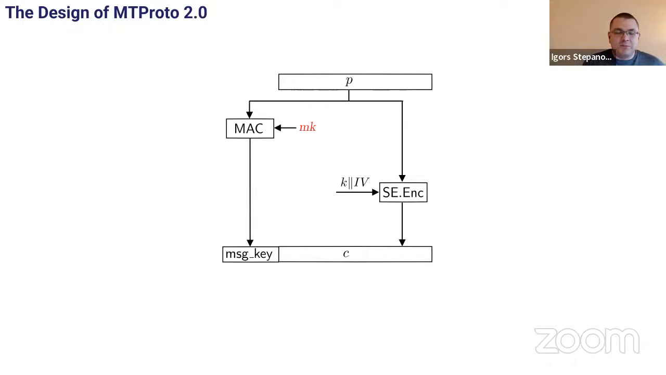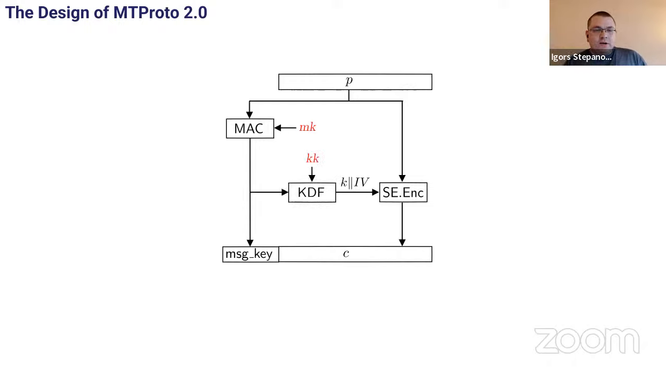Okay, so let's start. The overarching idea is that MTProto is designed as a variant of the encrypt-and-MAC composition. Here you have some payload that gets hashed with the MAC algorithm that is keyed with some long-term MAC key, MK, and you get the tag as the output, which is called the message key in MTProto. At the same time, this payload is also encrypted with a symmetric encryption scheme with some key and IV. We'll get to this in a second to produce a ciphertext.